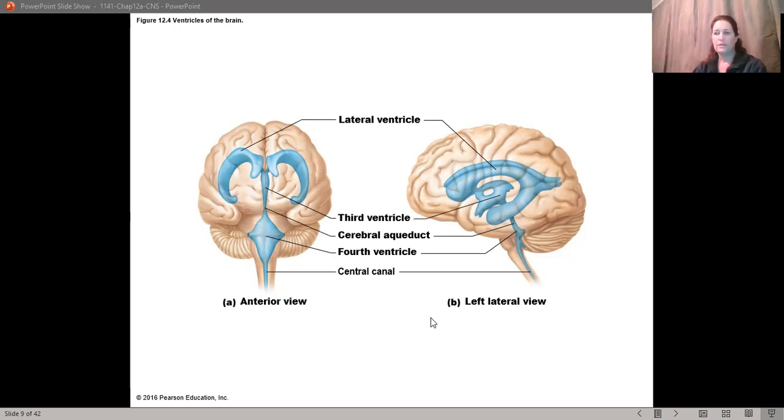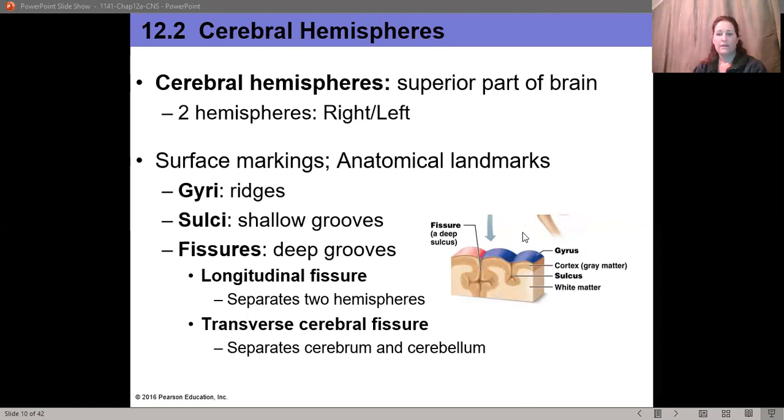So you do need to know that there are 4 ventricles plus the cerebral aqueduct and what structures they are located next to. So the lateral ventricle is underneath the corpus callosum. The third ventricle is surrounding the thalamus. Then we have the cerebral aqueduct between the third and the fourth. And the fourth ventricle is going to be located at the opening to the cerebellum. There's also a membrane in between the lateral ventricles called the septum pellucidum.